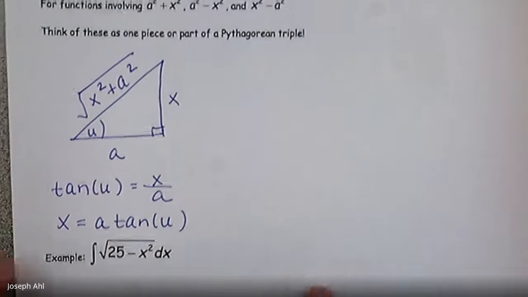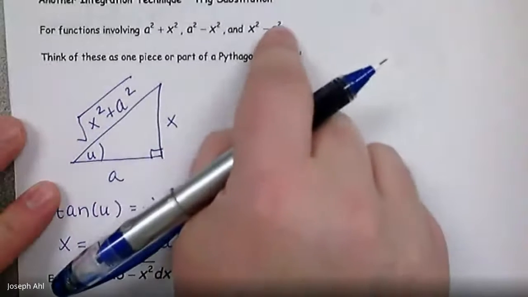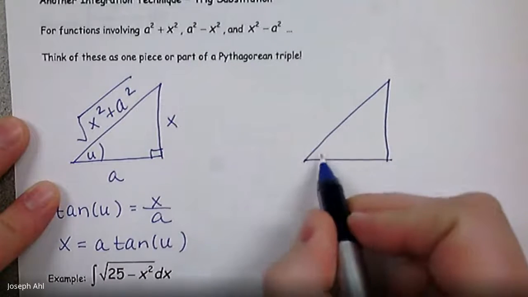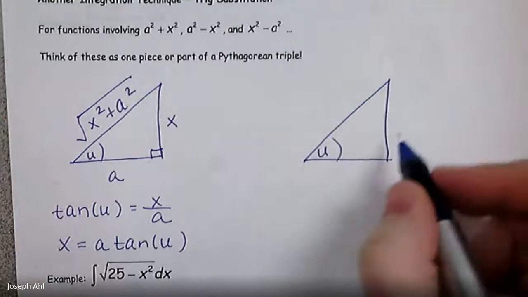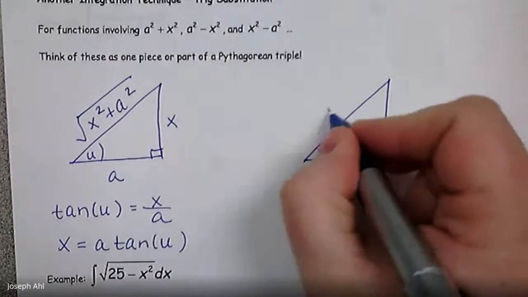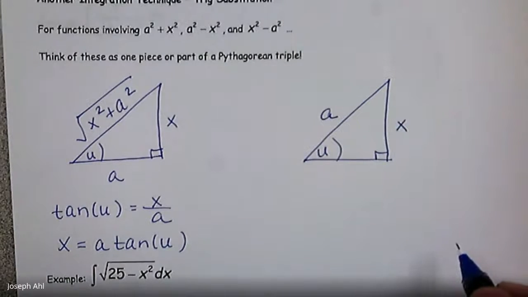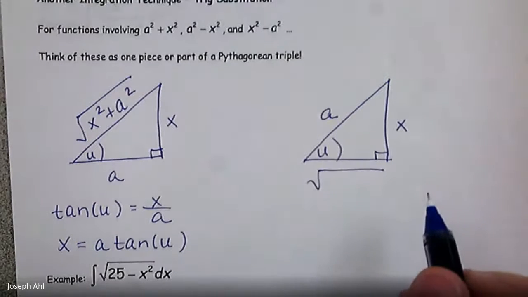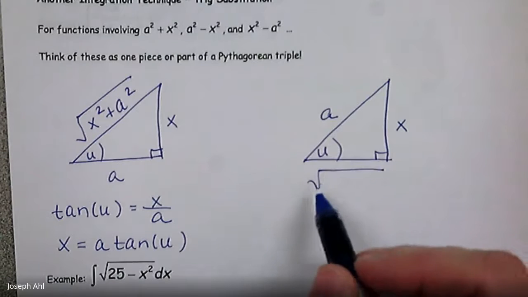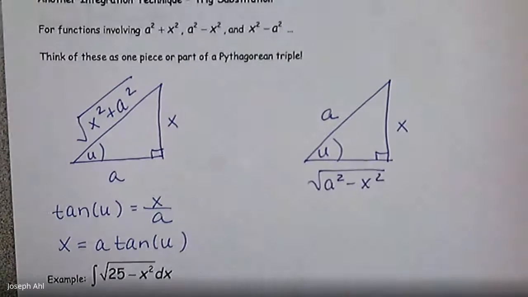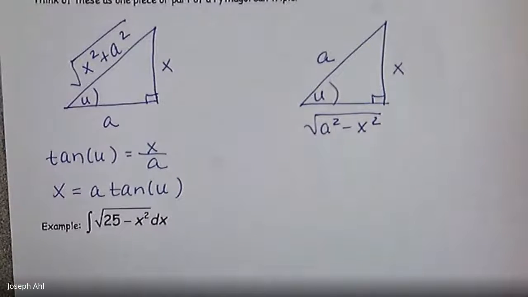All right, similarly, if you wanted to do something with a squared minus x squared, the setup for that would be, if this is angle u right here, I'm going to let the opposite side be x again, but now I'm going to let the hypotenuse be a. So we know that if I were to determine this missing side right here, this would be represented as the square root of hypotenuse squared minus that opposite squared, so radical a squared minus x squared.